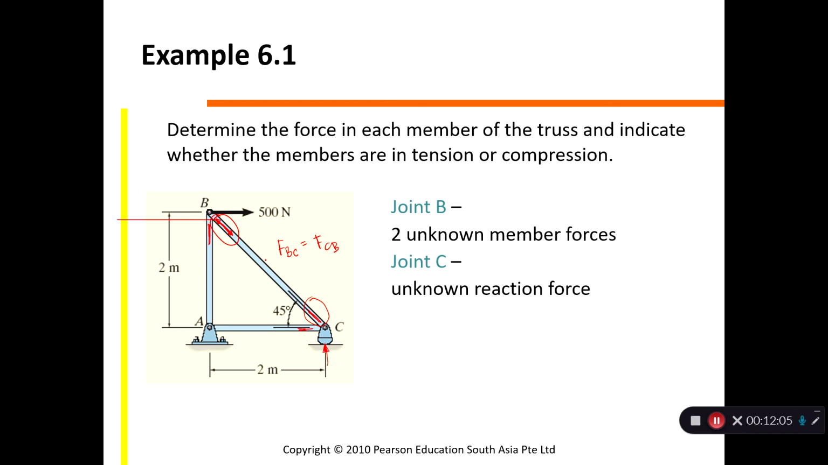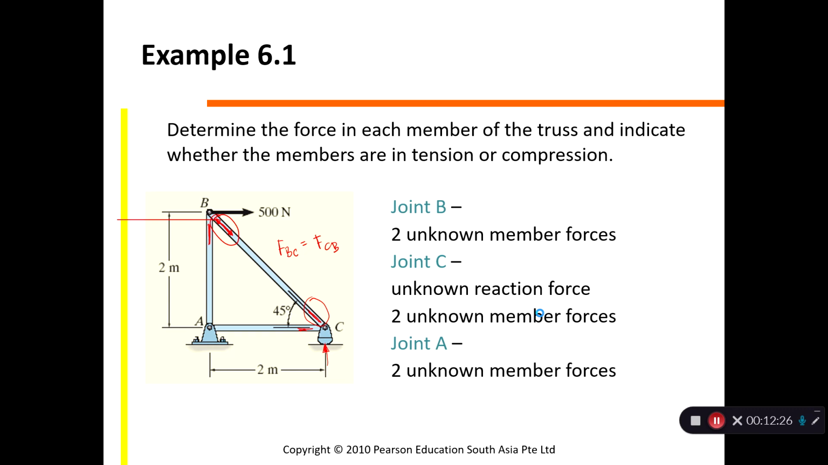There's only one force in each member. Why are we getting two different forces? Because we are looking at them joint by joint. So we have one unknown reaction force at C because of the rocker, and two unknown member forces in member BC and member AC. And lastly, at joint A, you have two unknown member forces, which are of course AC and AB. And because of the pin support, if you recall, the pin support results in two unknown reactions, here and here, in the X and Y directions.